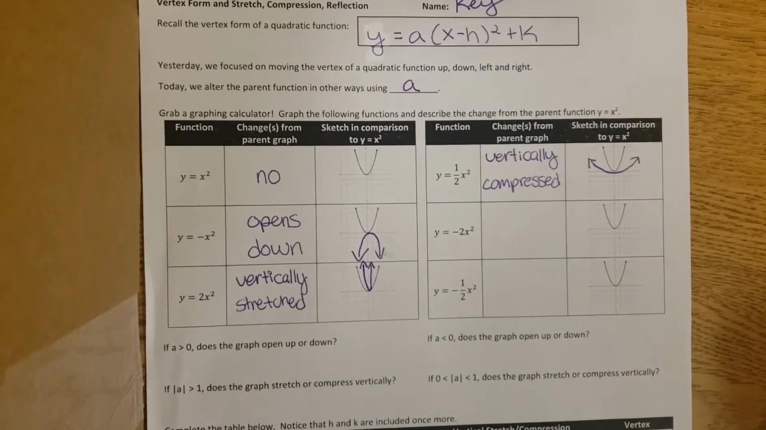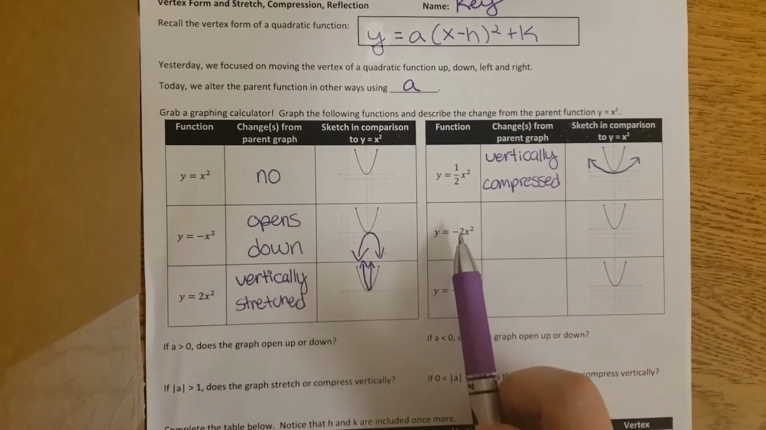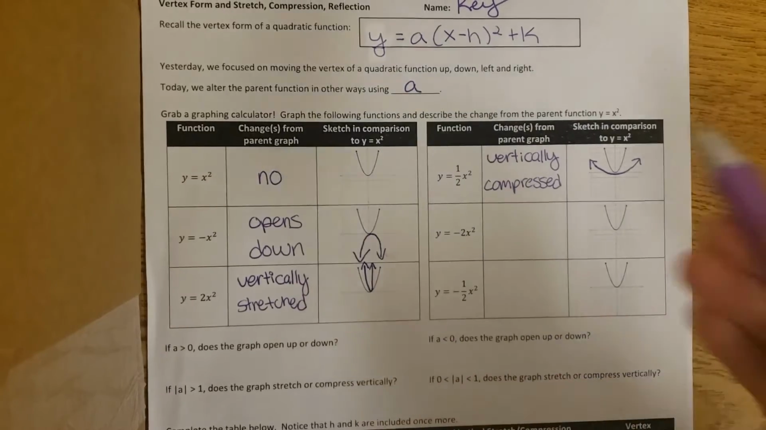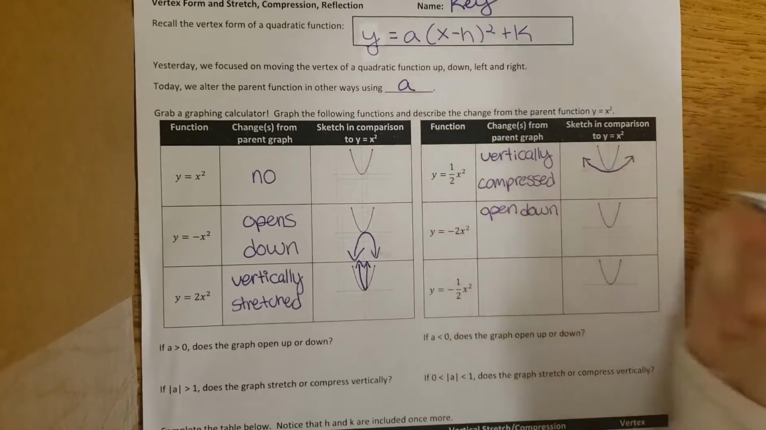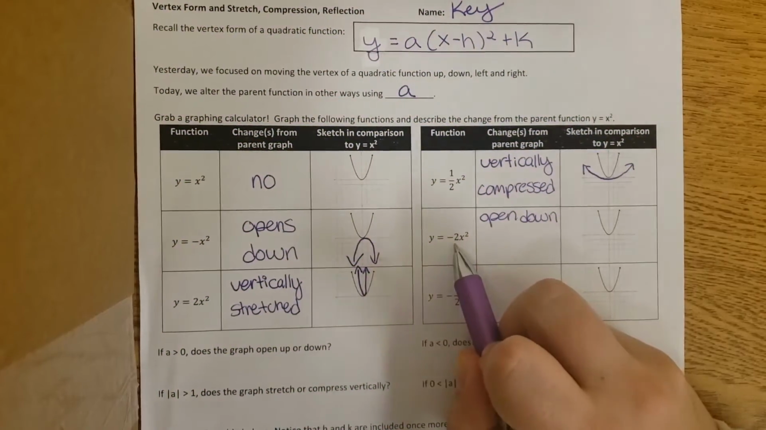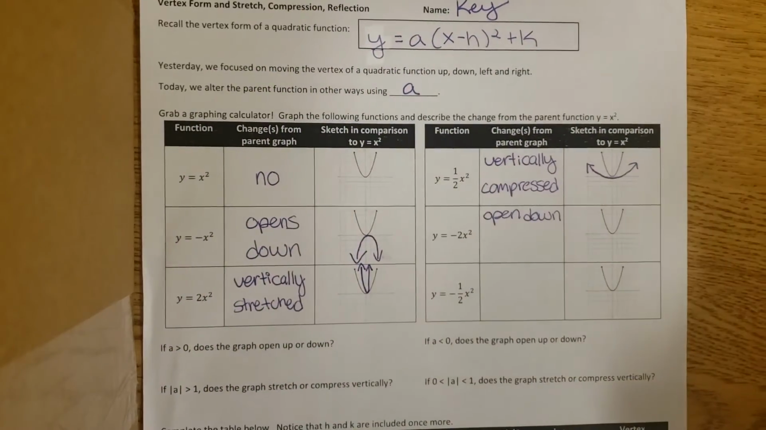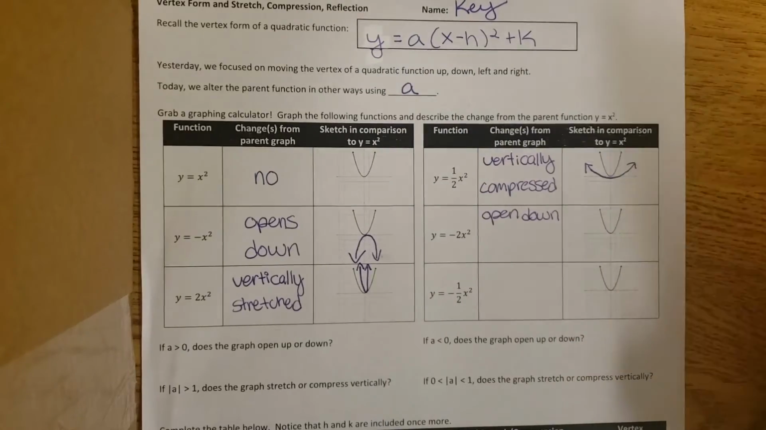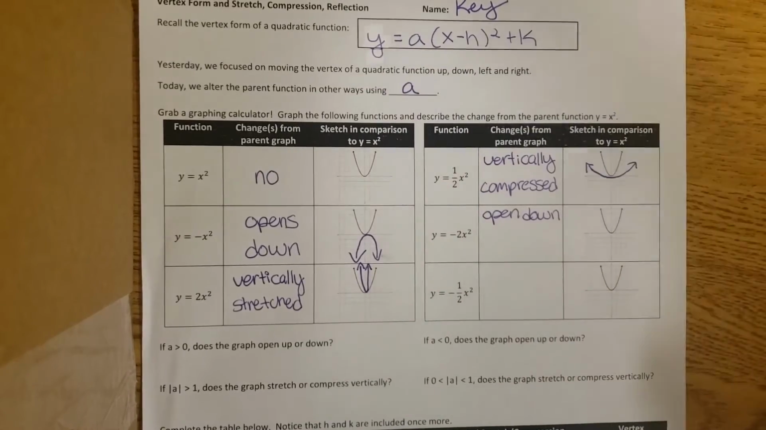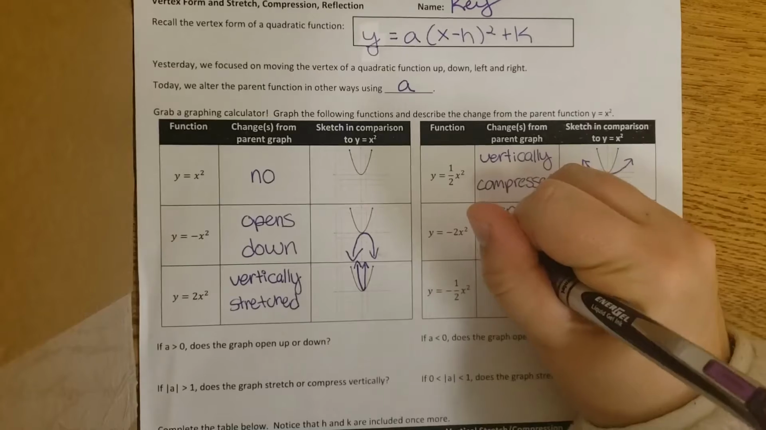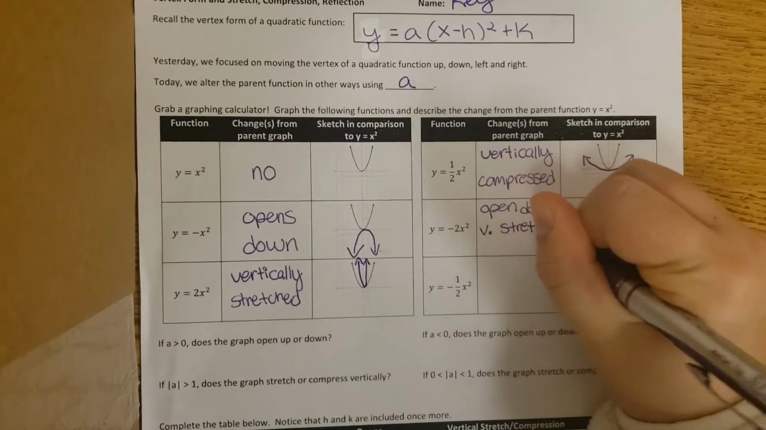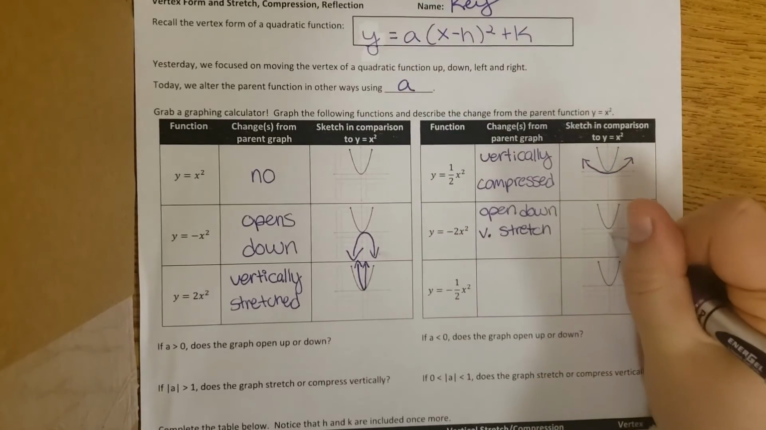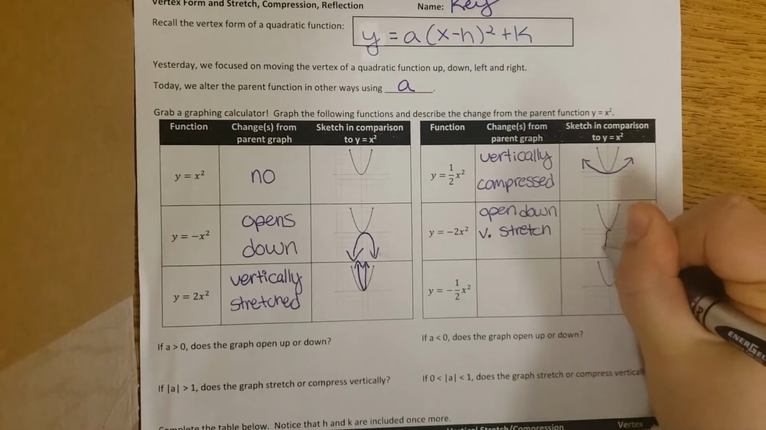Okay, so this is a combination. We've got a negative, and that makes it open down. And we've got a 2, which makes it a vertical stretch. Now, you don't have to say vertical every time. That's assumed. I just wanted to make sure we said it now so you wouldn't think horizontal. So I'm just going to write V period to stand for vertical, and it is a vertical stretch. So it opens down, and it's skinnier than the parent graph.